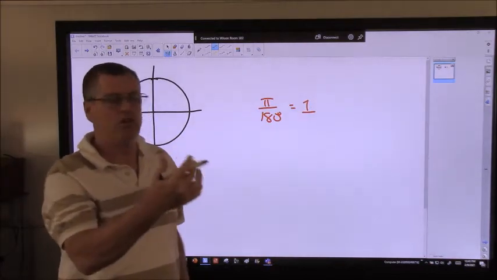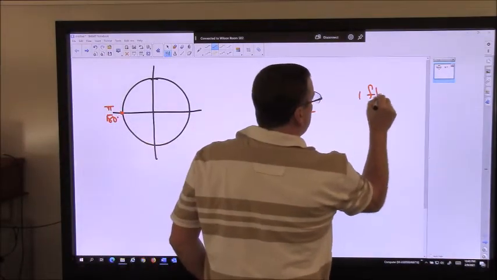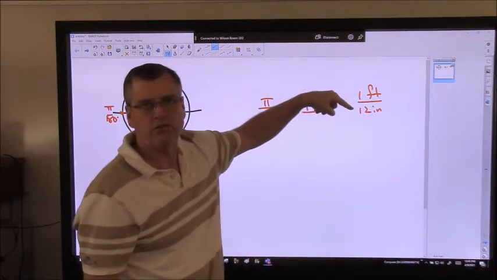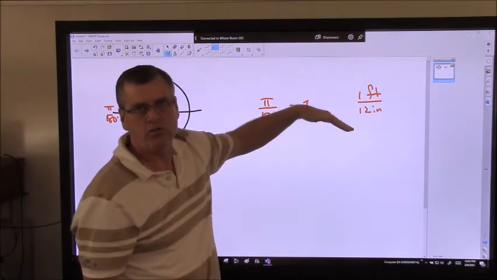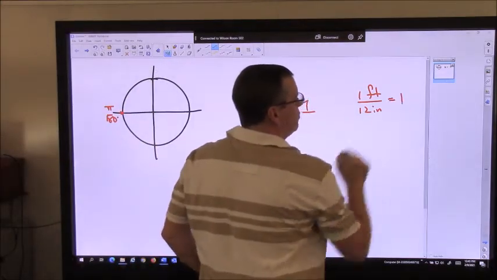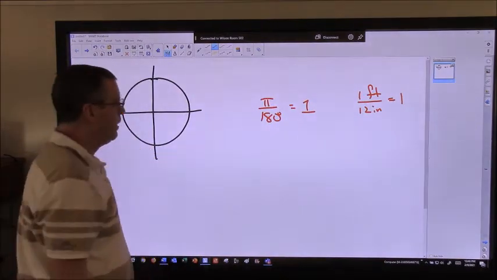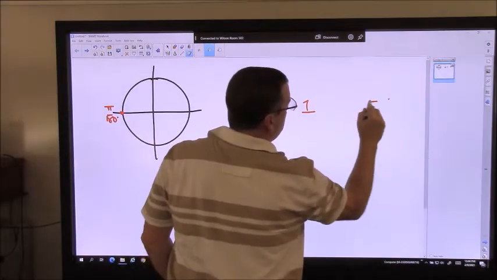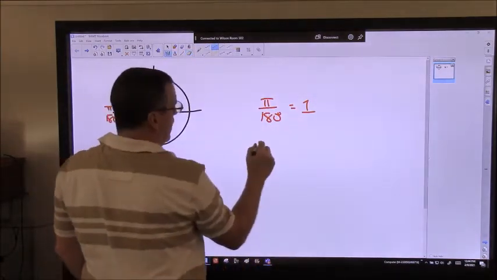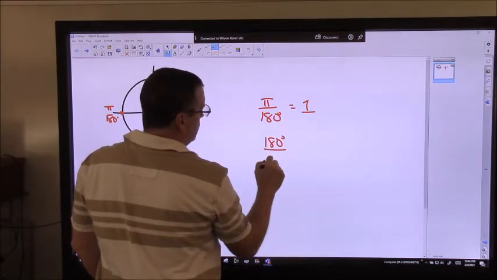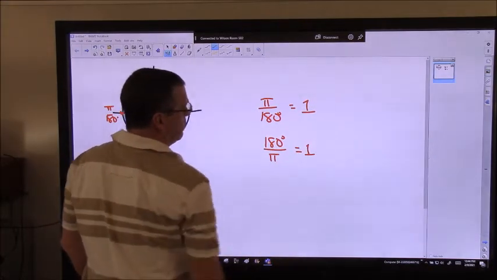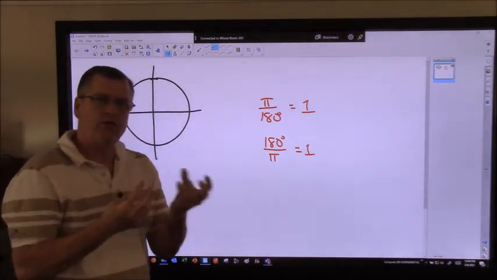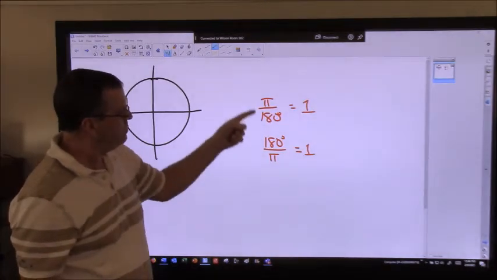It's just like when we convert units and we say 1 foot is the same as 12 inches. Well, there's no way that 1 divided by 12 equals 1, but 1 foot and 12 inches are the same, and so those do equal 1. All right, same thing here. And likewise, if I flip this fraction over, 180 degrees over pi, that's also going to equal 1. And so what we want to do is when we convert one measurement to the other, I want to multiply by one of these two fractions.